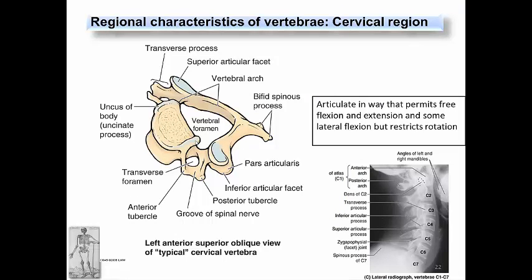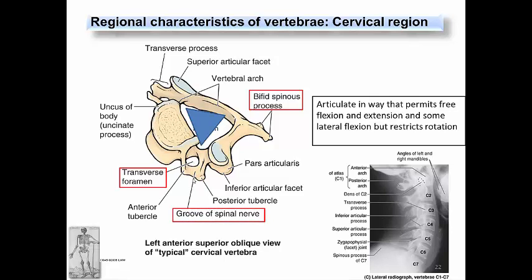Here we're going to have a look at some of the regional characteristics of the vertebrae, starting off at the head region. So in the cervical region we have an articulation of the vertebrae that will actually allow some flexion and extension and a little bit of lateral flexion, but it won't permit a lot of rotation, except for, well, right between the atlas and the axis, as we're going to see. So starting off here we have a foramen which is more triangular, then we have a spinous process that is bifid. We have a transverse foramina. This is important because this is where the vertebral artery passes through.